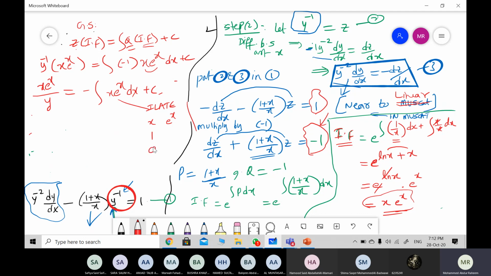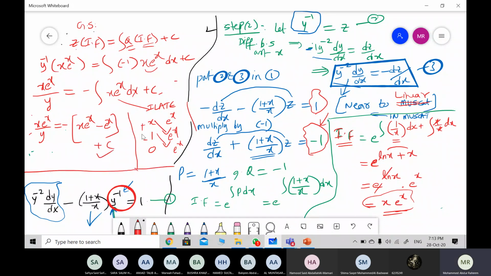Derivative 1, derivative 0, mabruk, integral, plus, minus, enough. x e power x, like this, minus 1 e power x. Let's see how good the answer is.